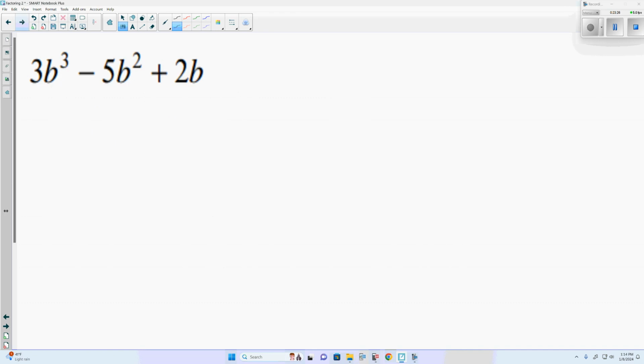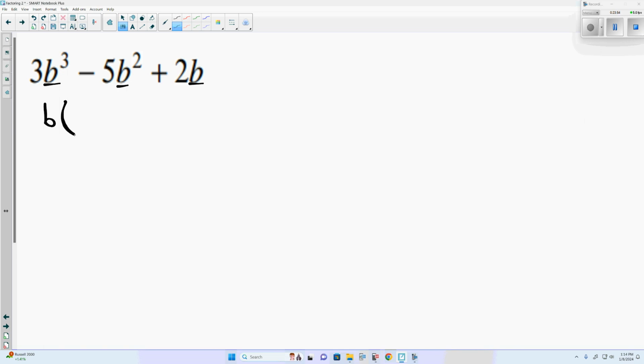Let's look at this next one here. 3b cubed minus 5b squared plus 2b. Is there a greatest common factor between these three terms? 3, 5, and 2 do not have a common factor. But because we have b cubed, b squared, and b, we can factor out a b from all three terms.